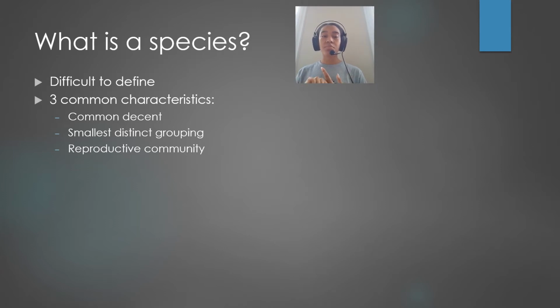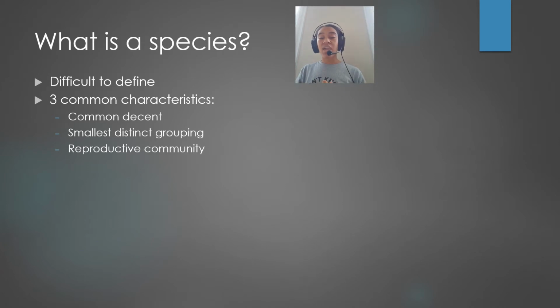It does have three common characteristics that are shared amongst the various definitions. So different scientists have different ways of classifying what a species is, but these three characteristics are shared no matter what your definition of a species is. All the organisms within a species must have common descent, so they must all come from a common ancestor. A species must be the smallest distinct grouping, so it can't be multiple groups within. It has to be the smallest. You can't get really any smaller than the species.